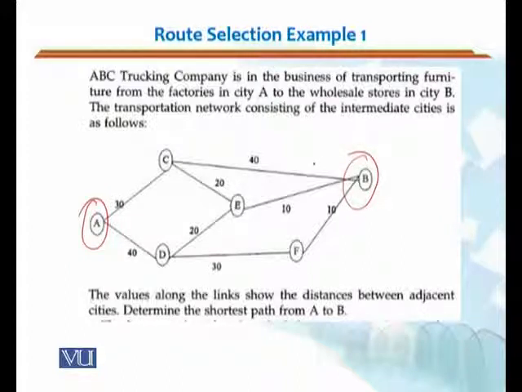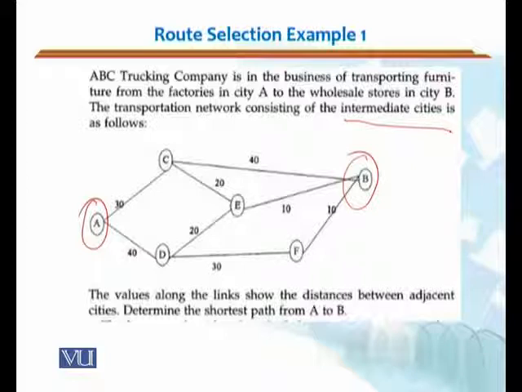The transportation network consists of the intermediate cities, which are as follows. So we have intermediate cities C, D, E, and F, and the distances are given. Just remember, for a graph or a network, that if there is no direction, that means it's bidirectional. What does it mean? I can go from city A to city C, and I can come back from city C to city A as well. So it's a bidirectional graph if there is no direction given on it. The values along the link show the distances between adjacent cities, determine the shortest path from A to B.